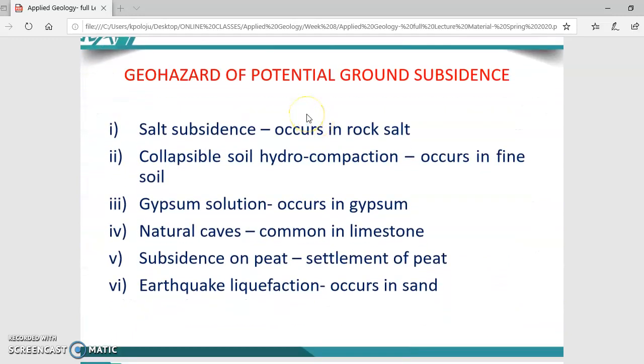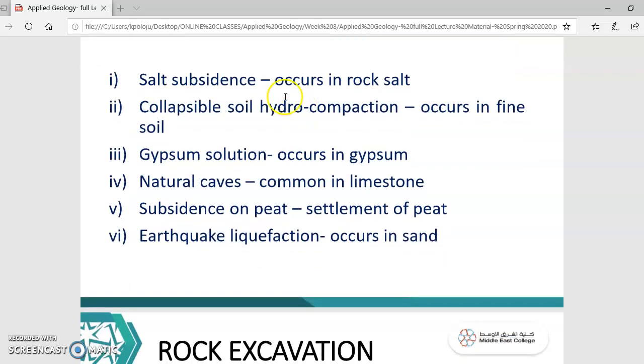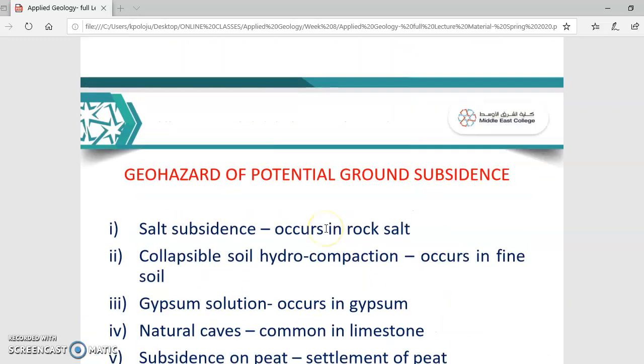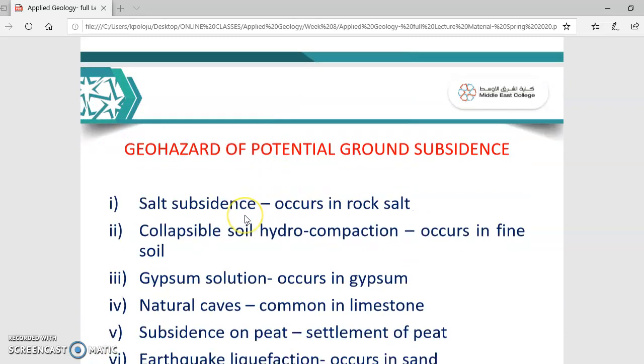The geohazards of potential ground subsidence are salt subsidence, which occurs in rock salt. Collapsible soil hydrocompaction occurs in fine soil. Gypsum solution occurs in gypsum. Natural caves are common in limestone. Subsidence on peat, settlement of peat. Earthquake liquefaction occurs in sand. So these are the potential ground subsidence geohazards.